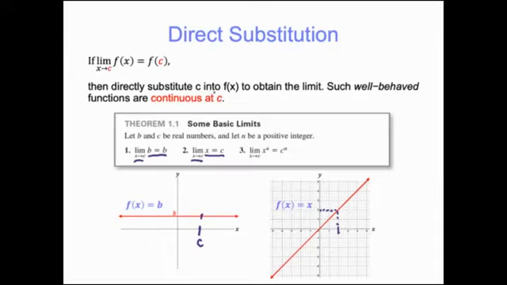The last limit that we want to look at on this page is the limit as x approaches c of x to the n is equal to c to the n. And what we want to keep in mind here is that n is a positive integer. Therefore, x to the n is a function like x squared or x cubed that we know is continuous, and therefore we should be able to use direct substitution to find the limit.